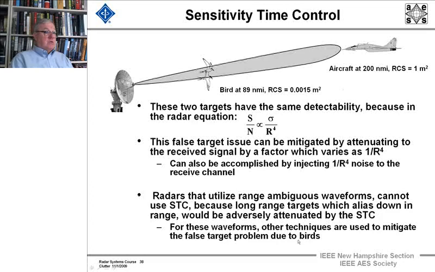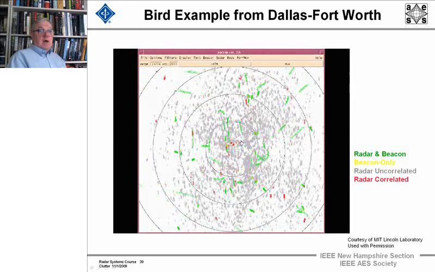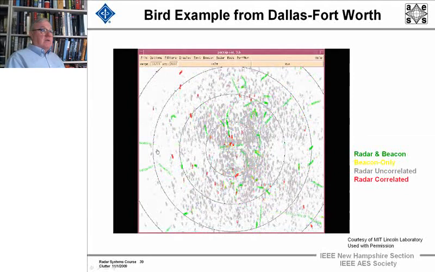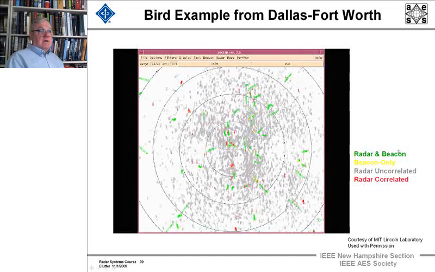Now, this is the output of an air traffic control radar's tracker system. And these are beacon-only data, which you can assume is like the last 10 targets it shows you. Click again so you see it. The radar and the beacon are correlated with this data. And these uncorrelated targets, which are most of the stuff here, are birds.